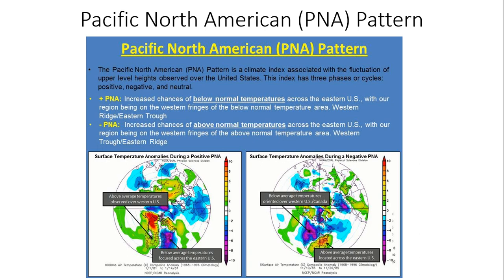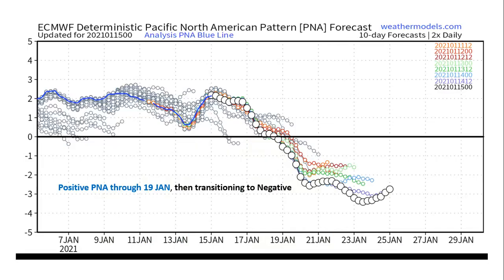The graphic on the bottom right shows negative PNA average conditions with more of a southeastern ridge trying to pop in here and above normal temperatures for the Eastern U.S. Out in the Western U.S., you have below average temperatures over not only the Western U.S., but also up into Canada. So things are getting interesting with this. So let's take a look.